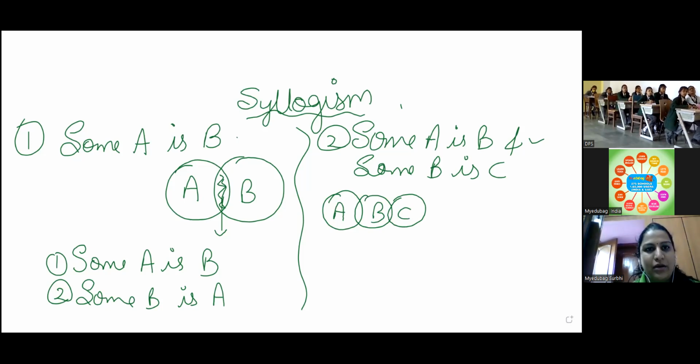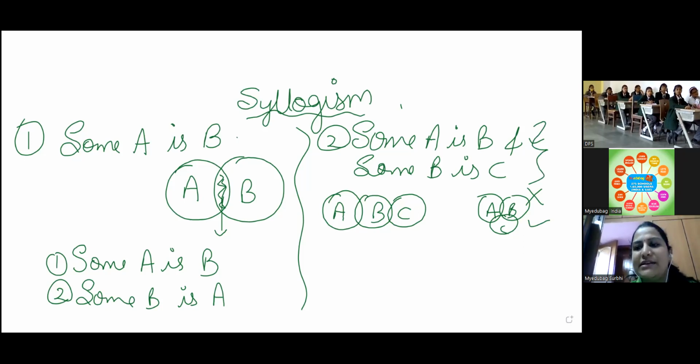You might say, ma'am, can we draw it like this, because here also some A is C, but some B is C? But we cannot draw it like this. If a third statement is given like some A is C, only then can you draw this. No direct connection between A and C is given, so you're not going to draw this diagram here.